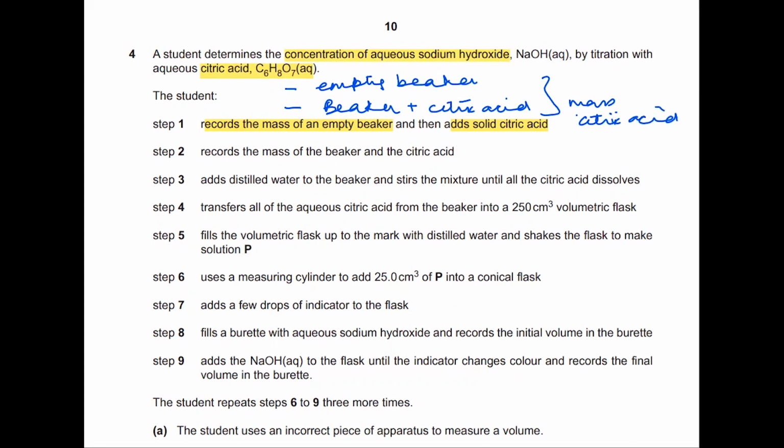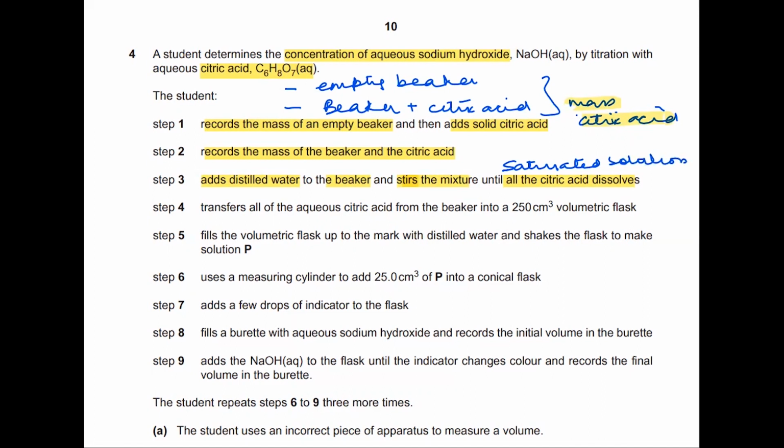Coming to step 2, he records the mass of the beaker and the citric acid. Previously it was an empty beaker, then he added the solid citric acid to it, and now the mass of the beaker with the citric acid. So when you subtract the mass of the empty beaker from the mass of the beaker with the citric acid, he'll be getting the mass of citric acid there. Coming to the third step, he adds distilled water to the beaker and stirs the mixture until all the citric acid dissolves. So what is he doing? He's making a saturated solution of citric acid.